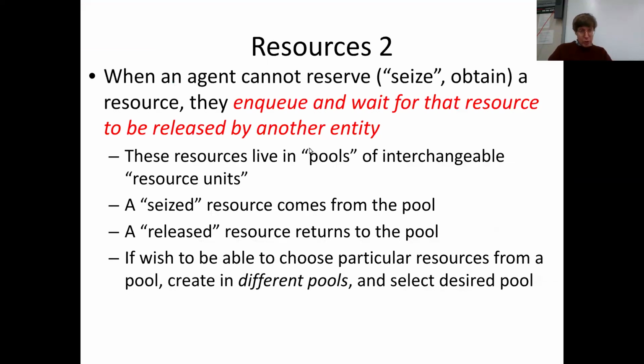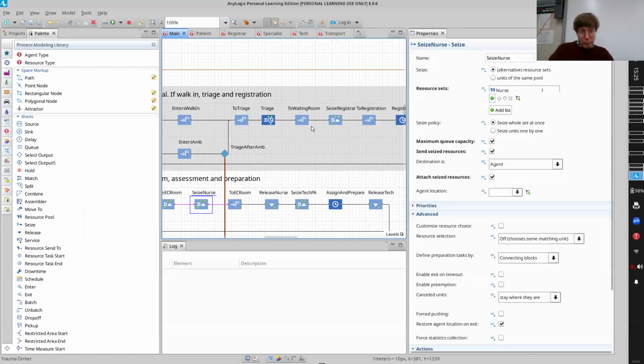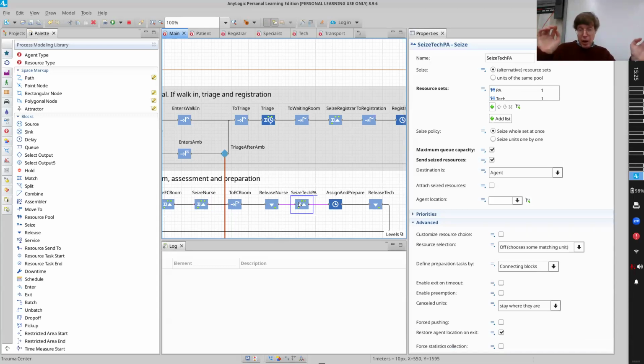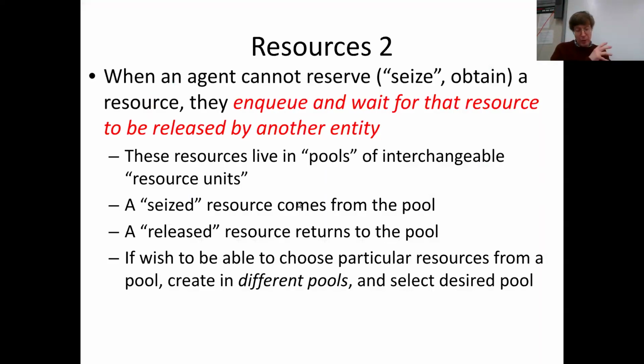So resources are living in pools. The idea is I am awaiting here some registrar. I am awaiting some nurse. I am awaiting some technician and some physician assistant. Critically, I'm not awaiting a specific one. I'm not going to require the same one I had last time, for example. Or I'm not insisting on a very particular one. I'm drawing from a commodity pool.